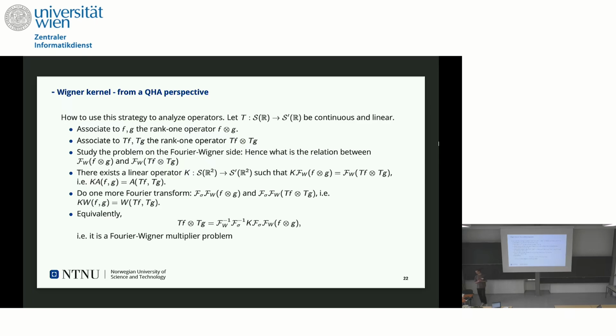If we do so, then we find that this Wigner kernel procedure actually just amounts to finding the Fourier-Wigner multiplier of the operator. Okay, so there's some linear operator K satisfying that kernel condition for T, and it turns out that K is precisely the Fourier-Wigner multiplier for T. In that sense, the Wigner kernel analysis of an operator is really just considering the Fourier multiplier for that operator.